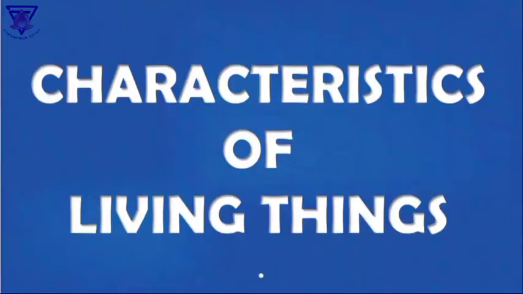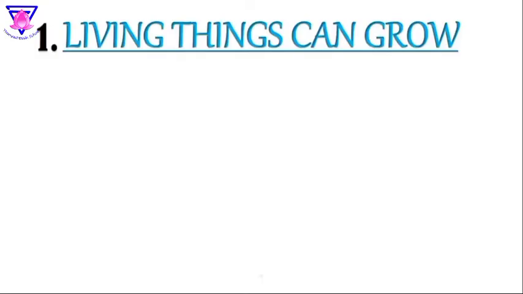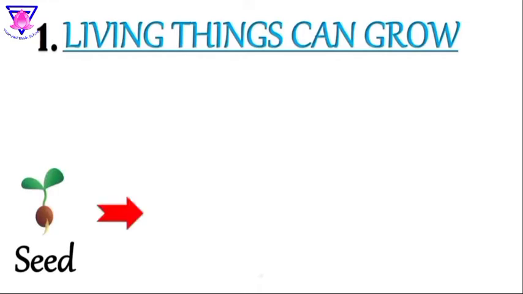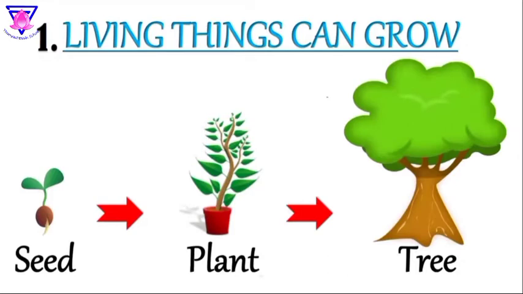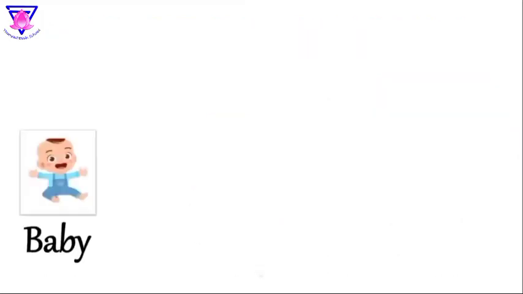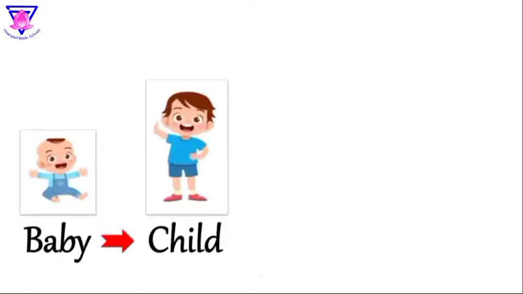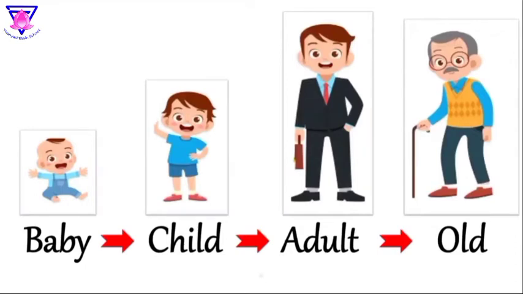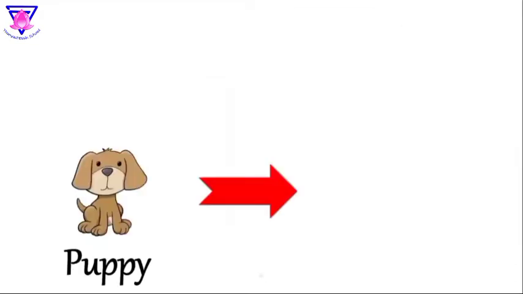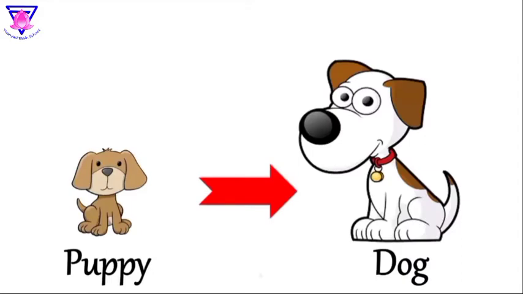Now, let us see the characteristics of living things and non-living things. Living things can grow. A seed grows into a plant, which grows into a strong, tall tree. A baby grows into a child and turns into an adult and finally becomes an old person. A puppy grows into a dog.